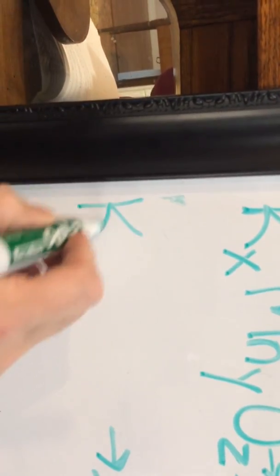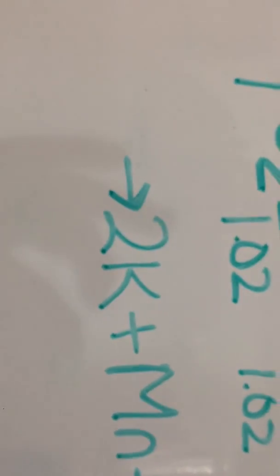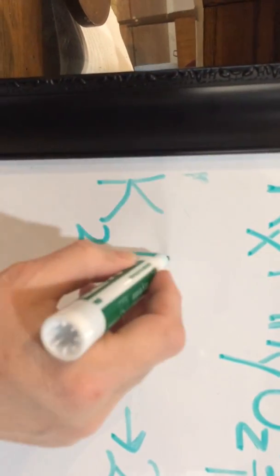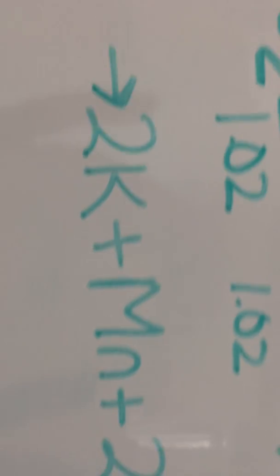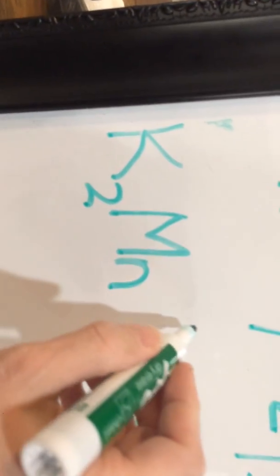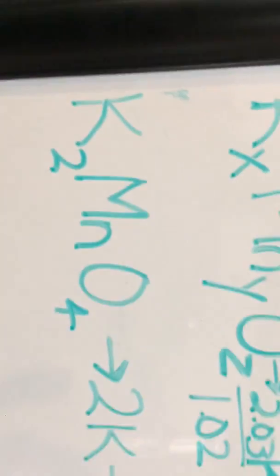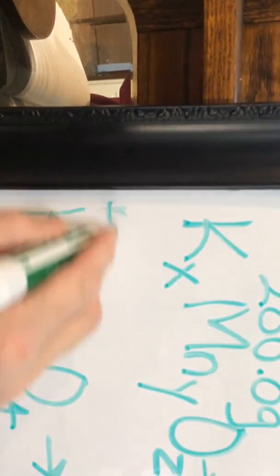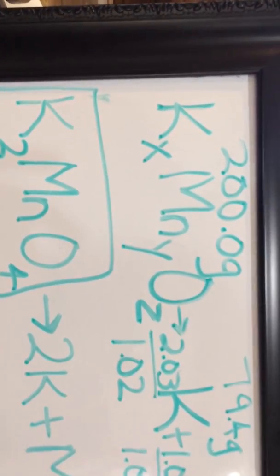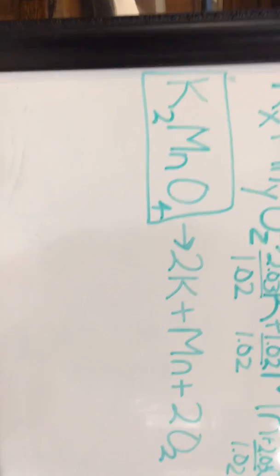Now that we've done all of this, we can come up with our empirical formula. So we have K. How many potassiums do we have? We have 2. This has to balance, so a 2 would go here. Mn. How many Mn's do we have? We have 1, so I don't need to put anything there. And then what about O? How many O's do we have? We have 4. This is our empirical formula, and this would be your answer: K2MnO4. So there's that problem.